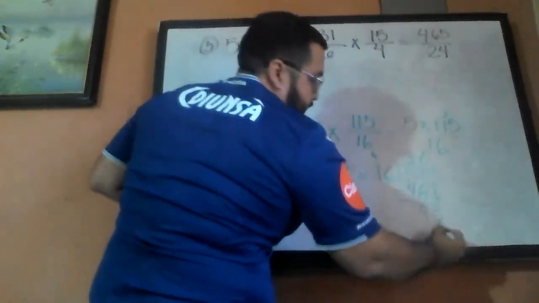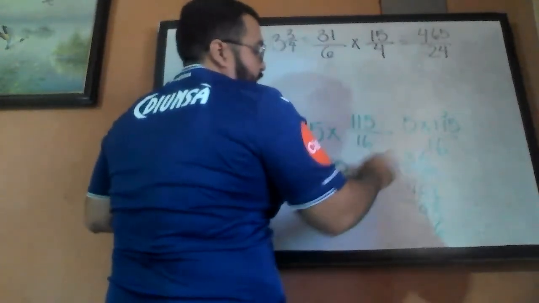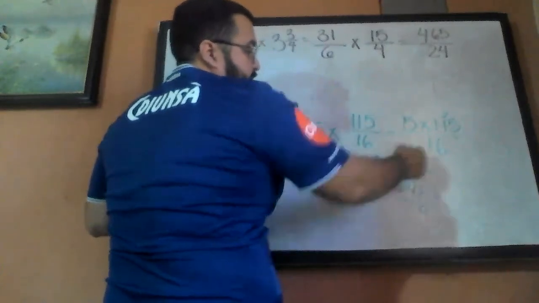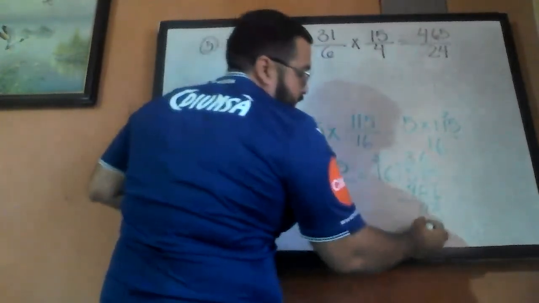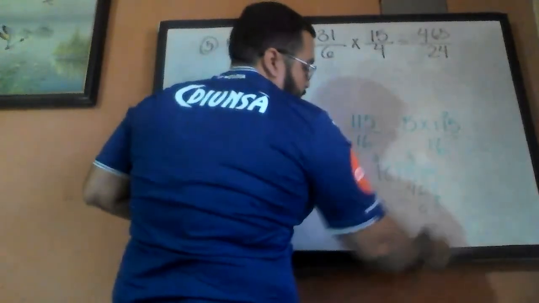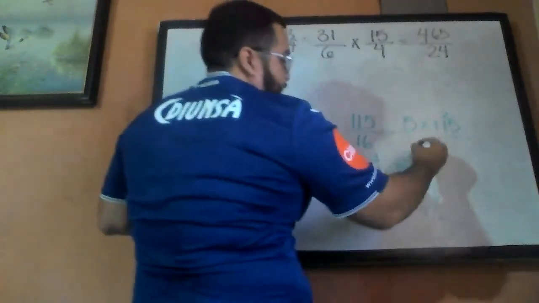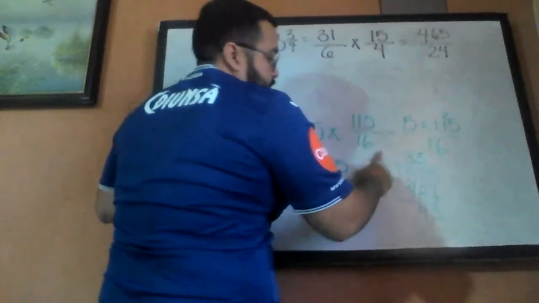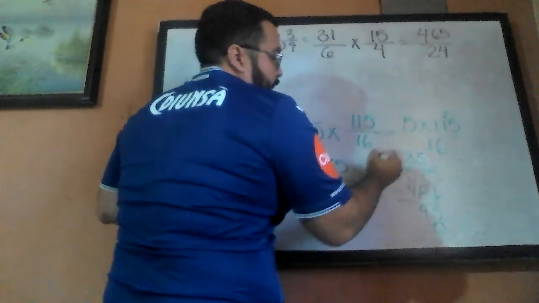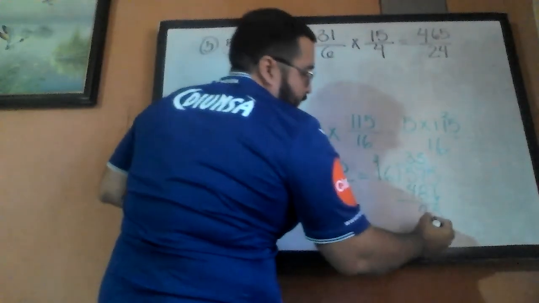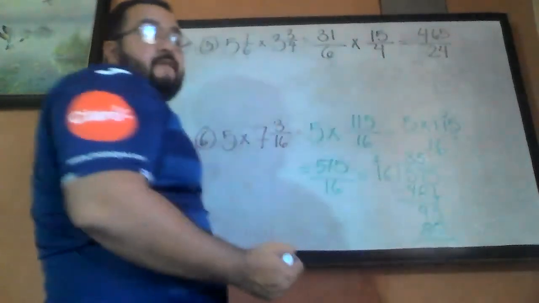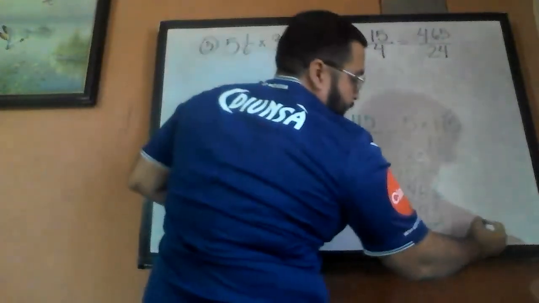6 times 6, 36. We have a 3 here. 3 times 6. 6 times 1, 6, sorry, 6 plus 3, 9. We pass with 6, so it's going to be 5. And 5 is going to be 80. 5 times 6 equals 30. 5 times 1, 5 plus 3, 8. 95 minus 80 is 15.